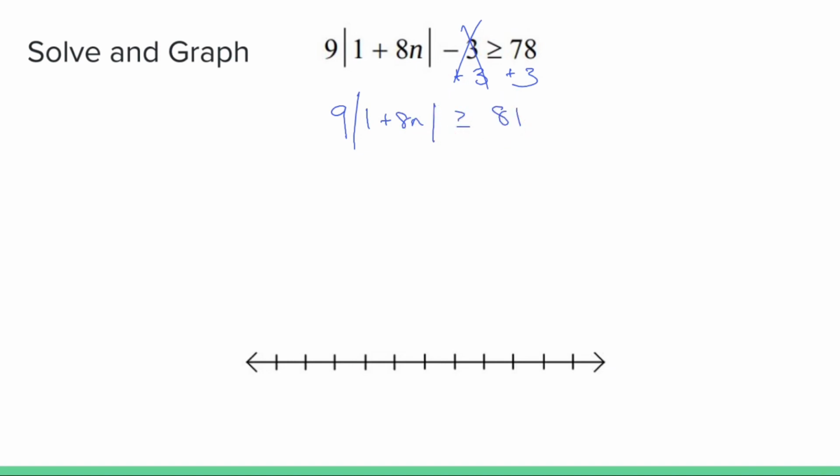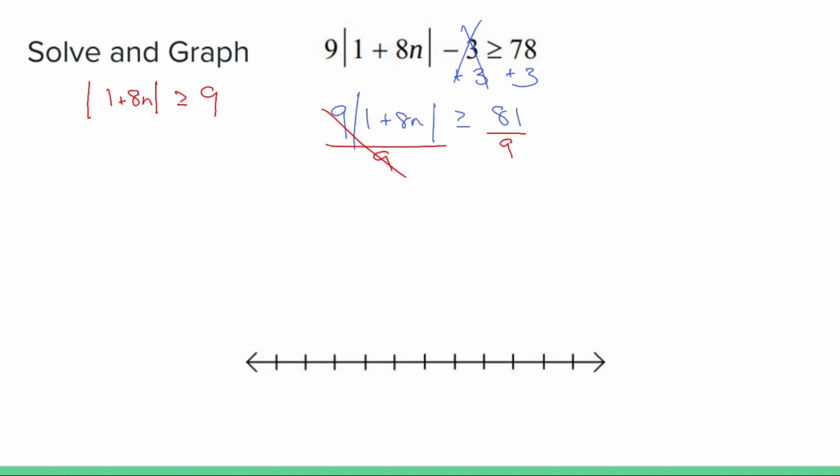What a pleasant number, because the next thing that we have to do is get rid of that 9, and we do so by dividing 9 from both sides. So I'm going to write it over here because now it's important. 1 plus 8n in my absolute value is greater than or equal to 9.